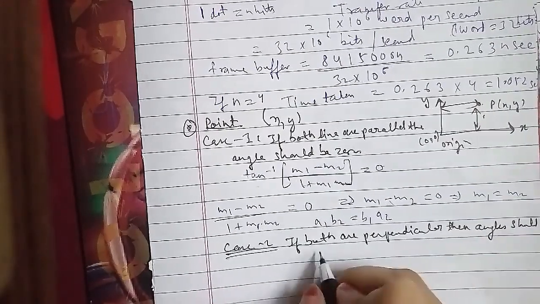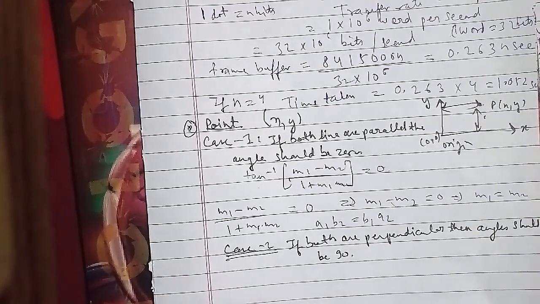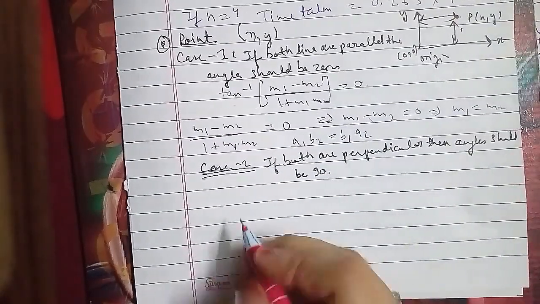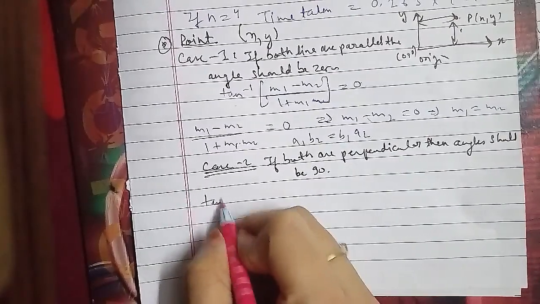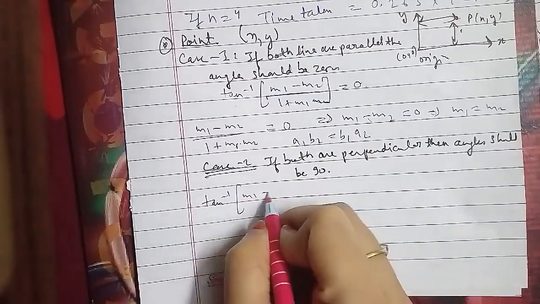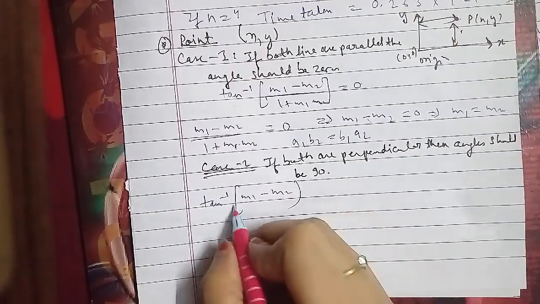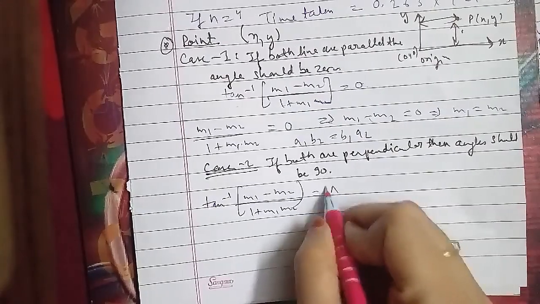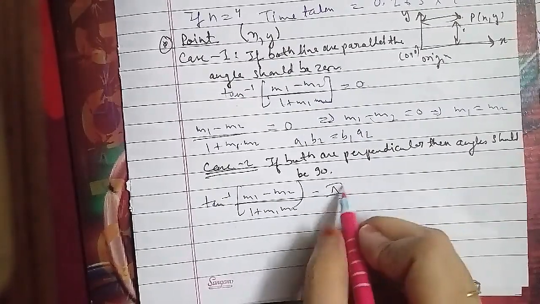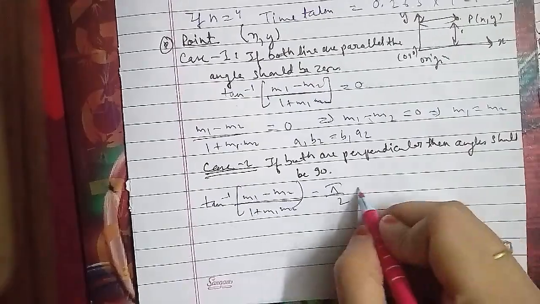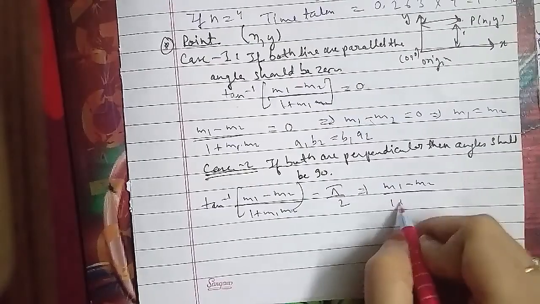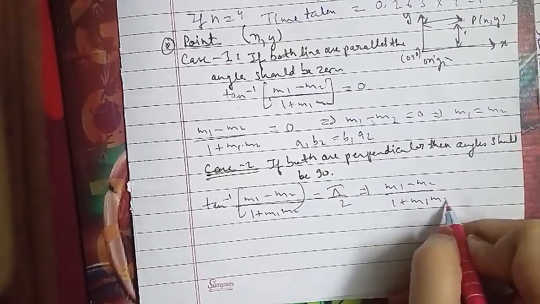So in that same case, for 90 degrees, which is perpendicular, we'll be finding tan inverse of (m1 minus m2) upon (1 plus m1 m2), which equals pi by 2. Tan 90 has been represented by pi by 2, and in the same case (m1 minus m2) upon (1 plus m1 m2) equals tan pi by 2.